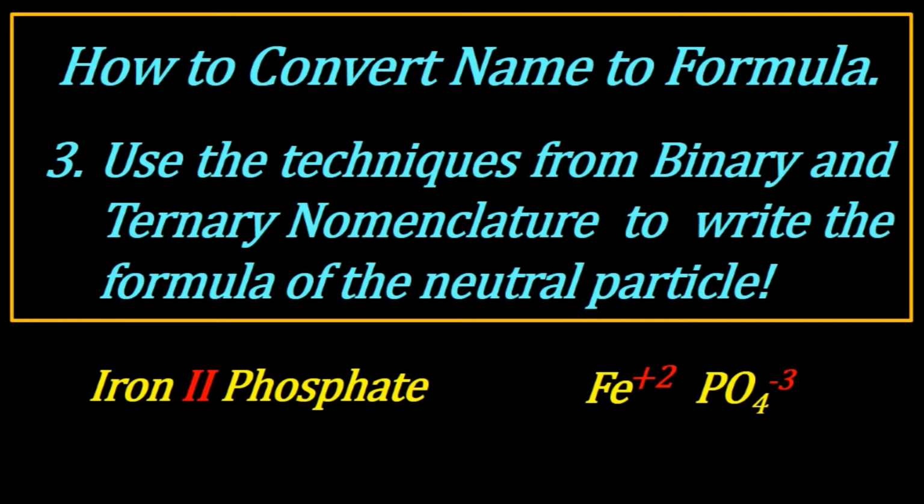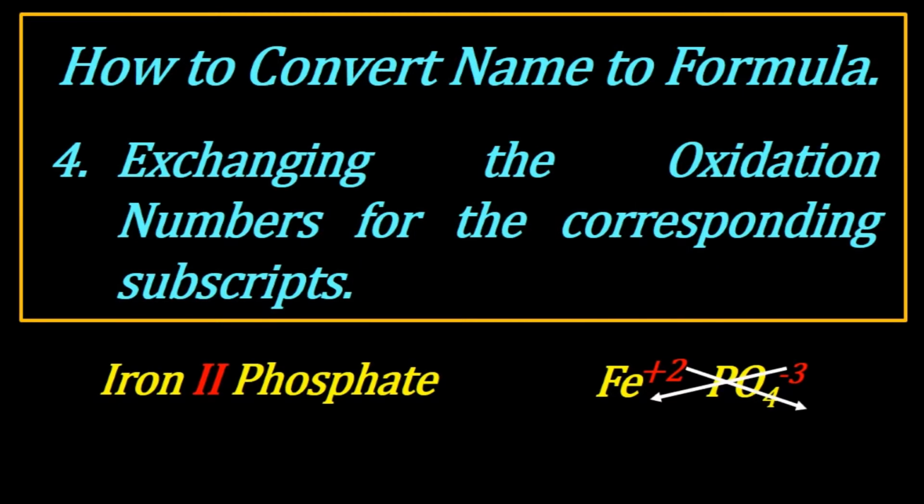But how is it going to combine with phosphate? Well, you could exchange the oxidation numbers for the corresponding subscripts. That's one way of doing it. You can also think 2 and 3 is 6. That's the LCM. Well, how do I get 6 from +2? I multiply it by 3. How does -3 become 6? I multiply it by 2. So I can find the subscripts that way. I can do the crisscross way.